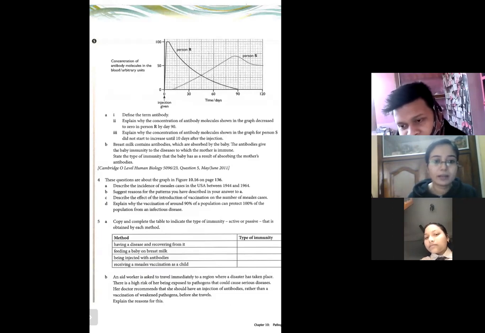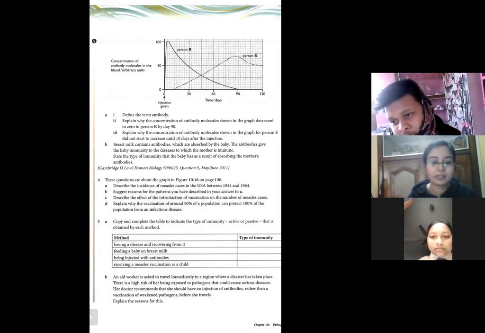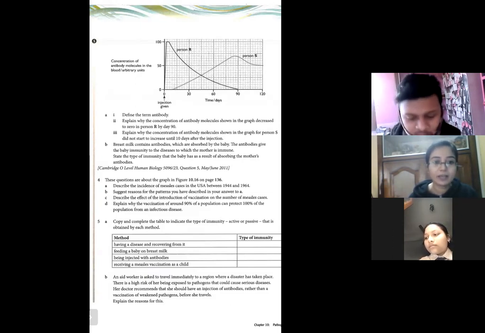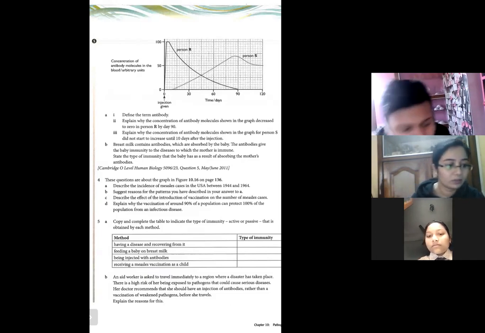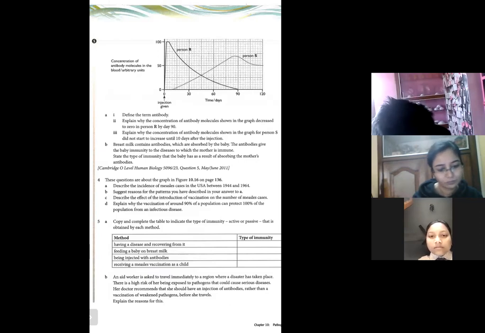Breast milk contains antibodies which are absorbed by the baby. The antibodies give the baby immunity to the diseases to which the mother is immune. State the type of immunity that the baby has as a result of absorbing the mother's antibodies. Okay, and it carries 2 marks. Passive immunity.